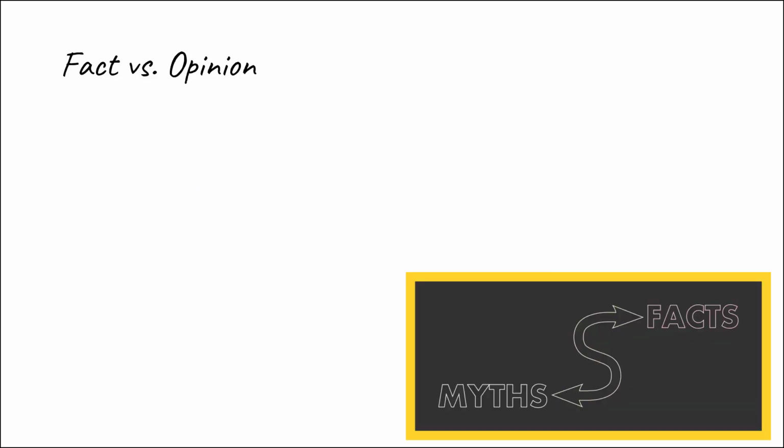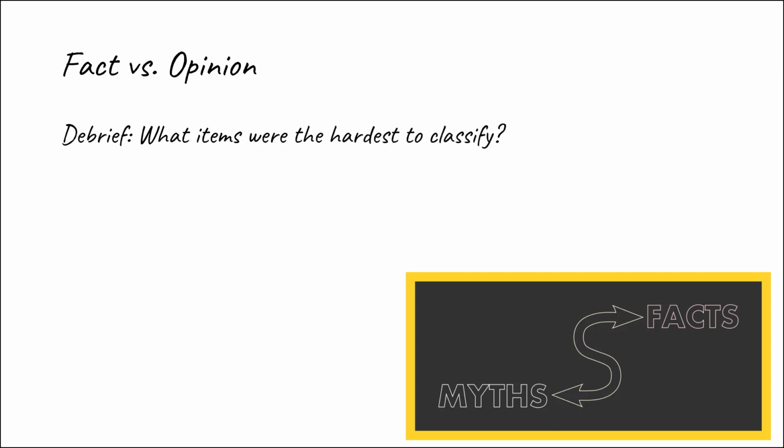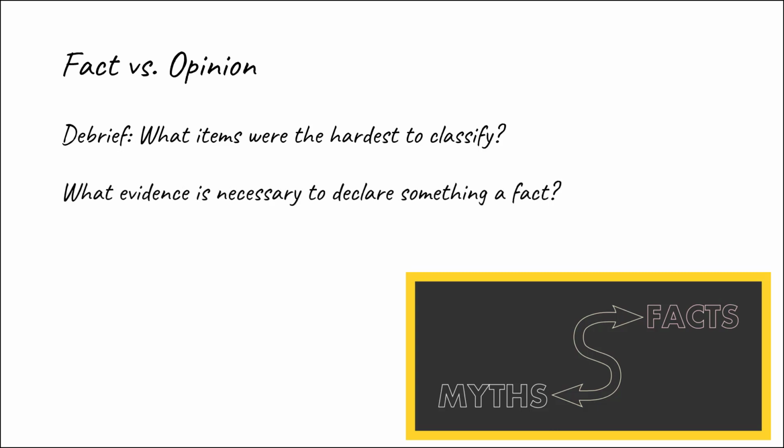Alternatively, fruits and vegetables being part of a healthy diet is a fact that is backed up by research and guidance. Once students have completed sorting their lists, have a class debrief to determine which items were the hardest for students to classify. Were there items that students believed to be facts but that they could not find a source for? Discuss with the class what evidence you require in order for them to declare a statement to be a fact. Does it need to have more than one source?